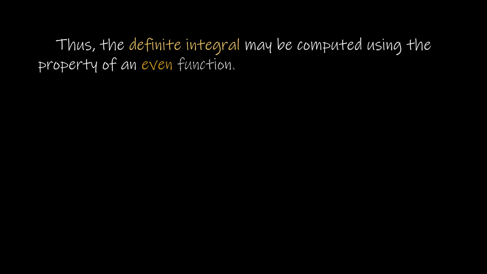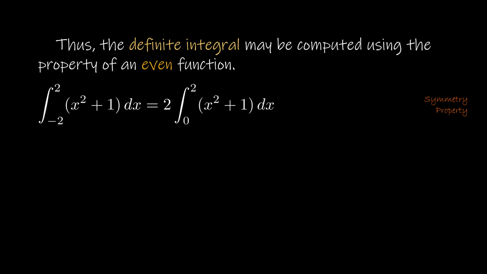The definite integral may be computed using the property of an even function. Apply the symmetry property for an even function. Substitute the value of the given definite integral. Therefore, the integral of x squared plus 1 dx, from -2 to 2, is equal to 28/3.